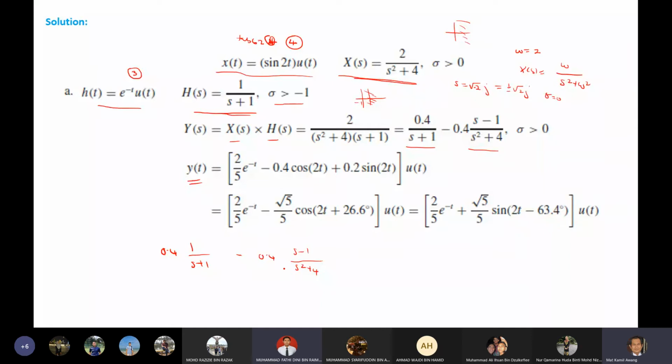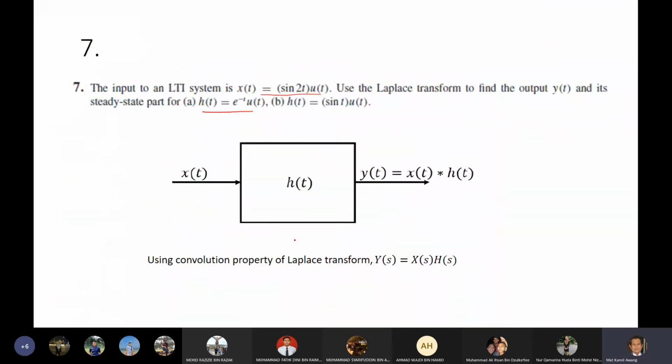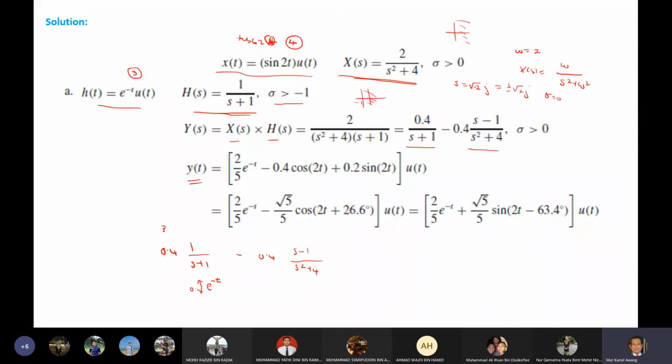Going to the table, this looks like e to the minus t with 0.4 in front. It's number 3 from the table. So you get 0.4 e to the minus t u(t). For the other one, 0.4 times s minus 1 divided by s squared plus 4.